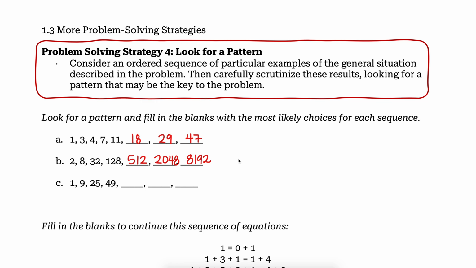So it's our odd number perfect squares. So 1 squared, 3 squared, 5 squared, 7 squared. So following that pattern, the next one would be 9 squared, or 81. Then 11 squared, 121. And then the last one would be 13 squared, 169.